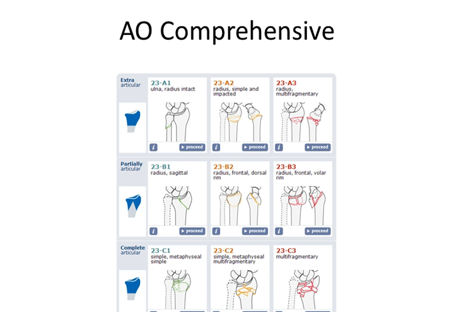Okay, and finally we have the AO. I think everybody knows the AO quite well. So basically, A is the type, 1 is the group and point something is the subgroup. All right.